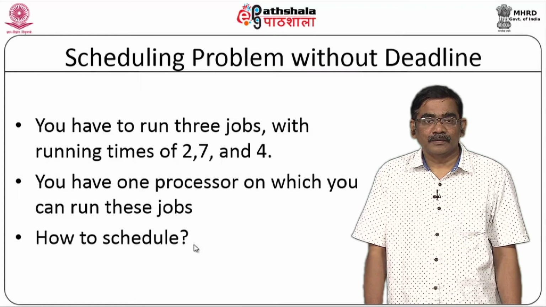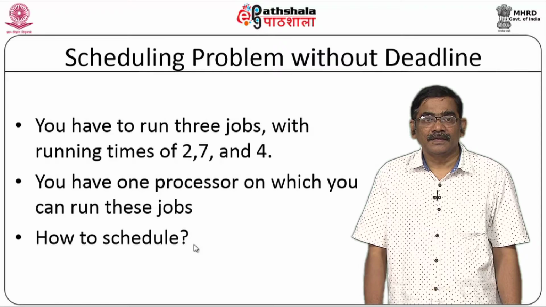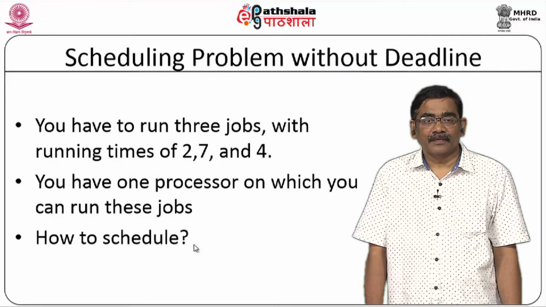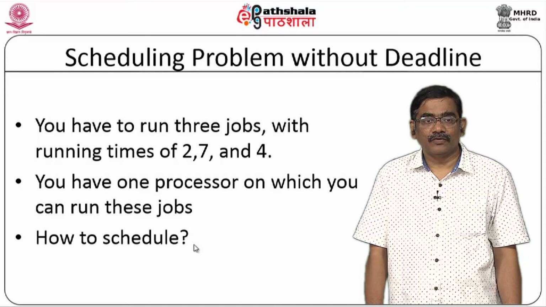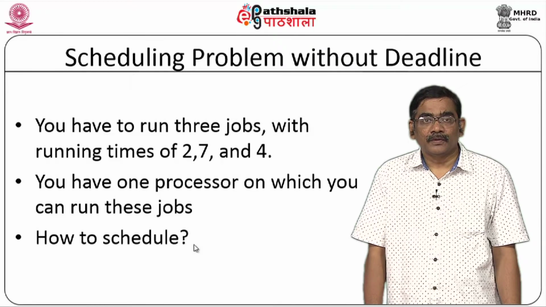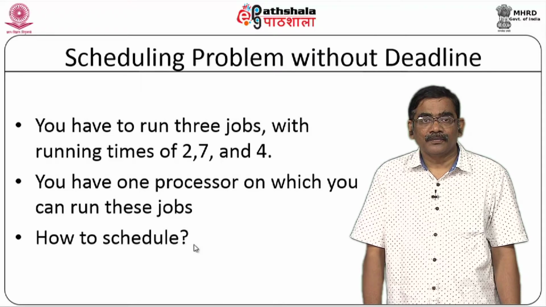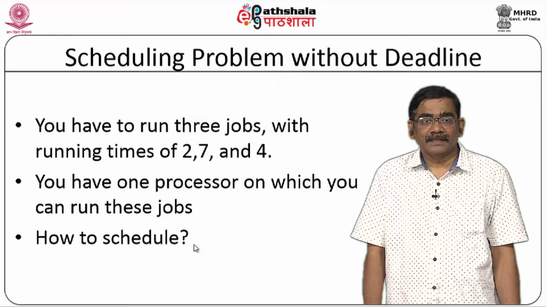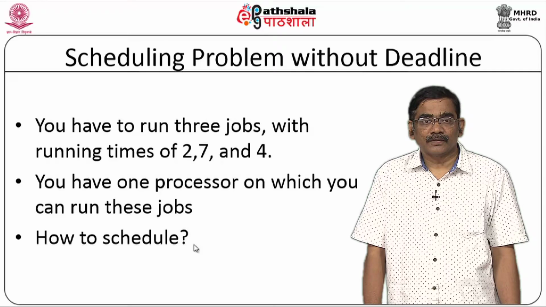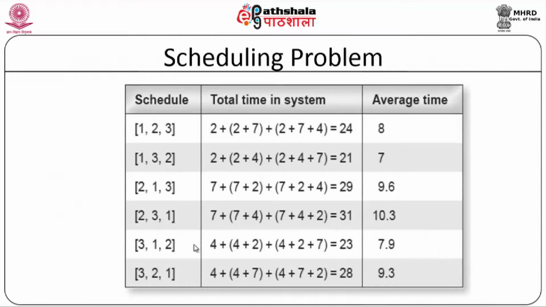Let us assume that we have 3 programs or jobs which have service times or running times of 2, 7 and 4. You have only one processor. So, the question is how you will allocate these 3 jobs. You can see that there are 3 jobs, so you have 6 possible ways of scheduling.